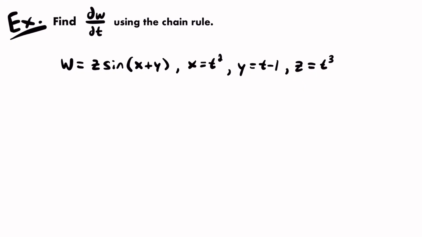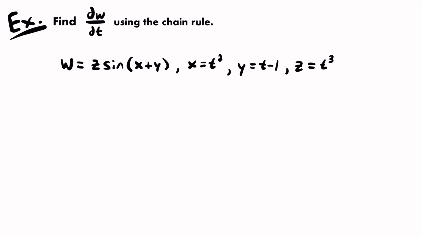Okay, so this example is a little bit different than the examples we've looked at so far. Notice that w this time around is defined in terms of 3 variables. We have x, y, and z. So now there are 3 intermediate variables that are all defined in terms of one independent variable t.